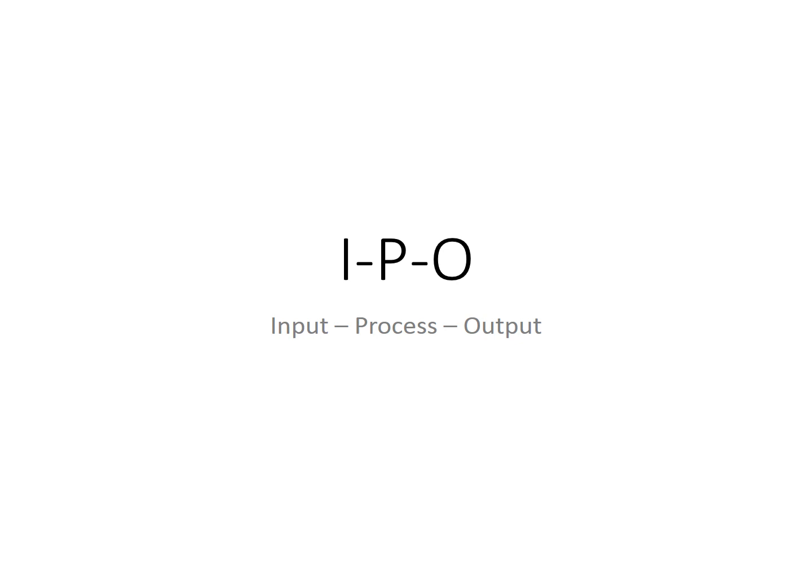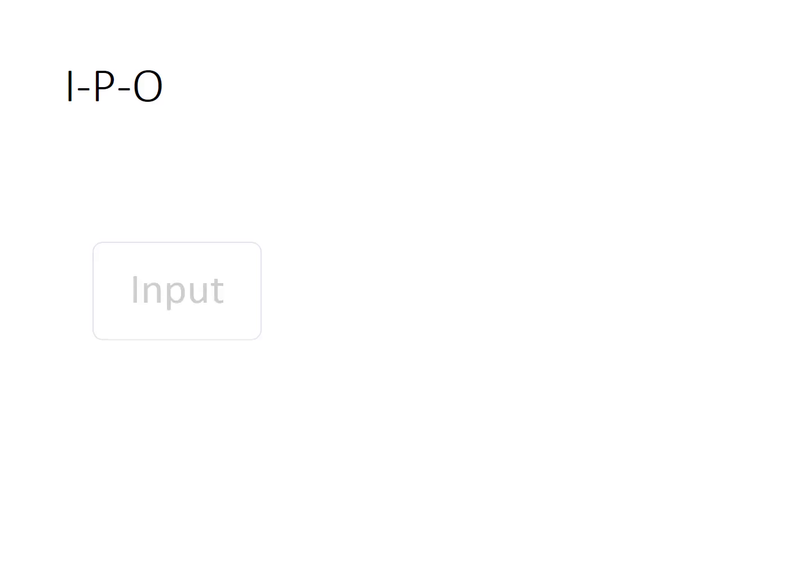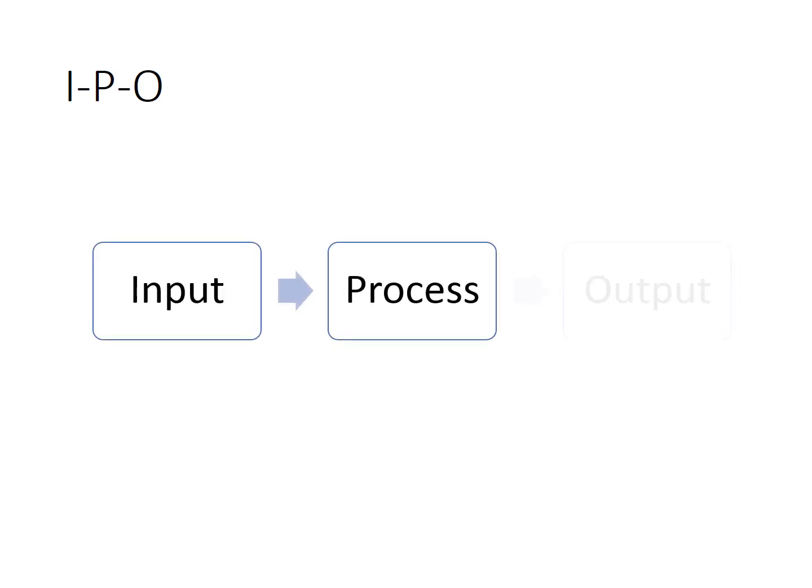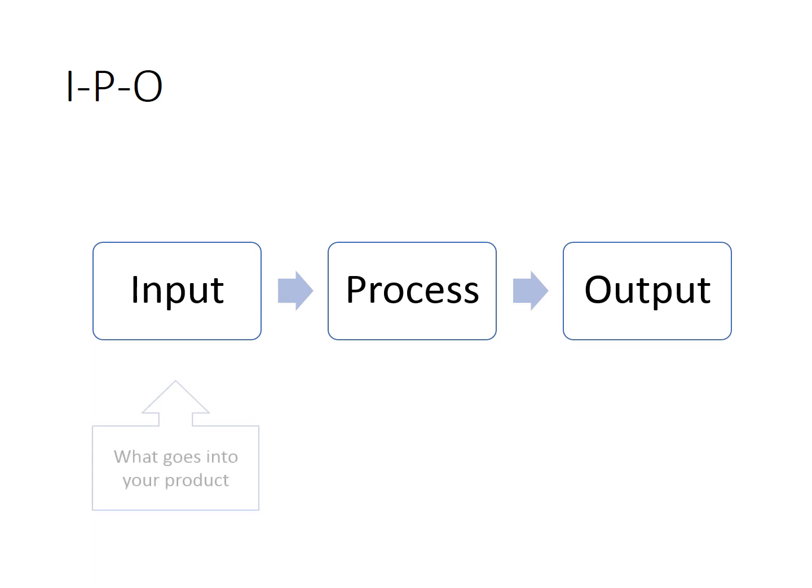This is a quick whistle-stop tour of the IPO model. As I said, it's a simplified version of the Porter's value chain. So IPO stands for inputs, processes, and outputs. Inputs are what goes into your product.